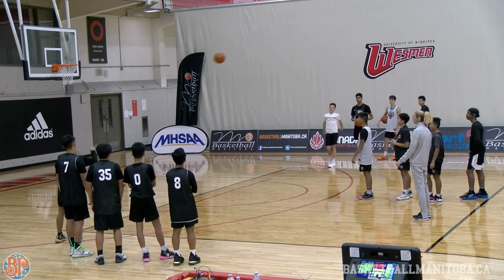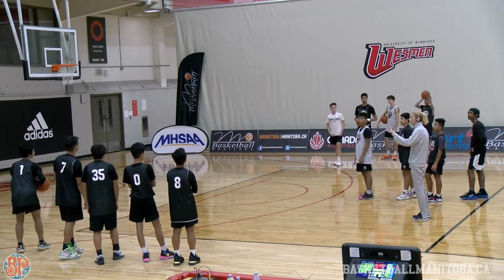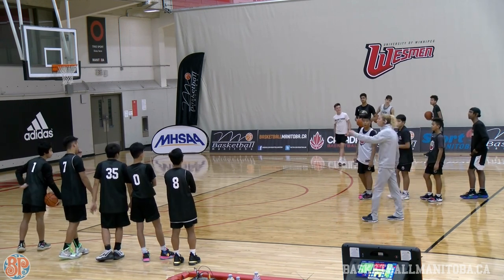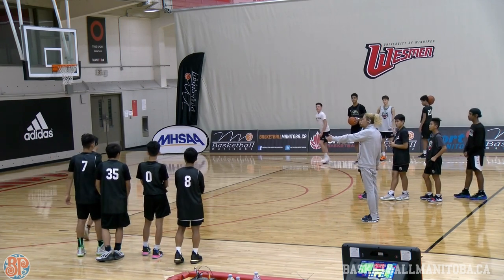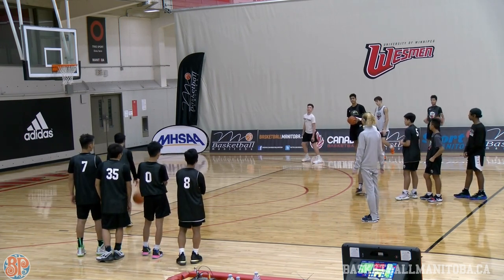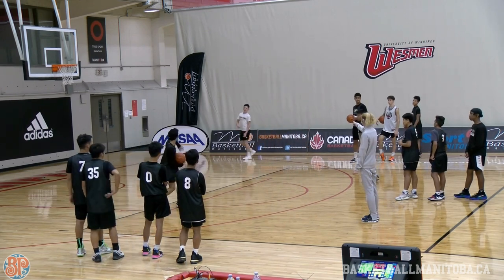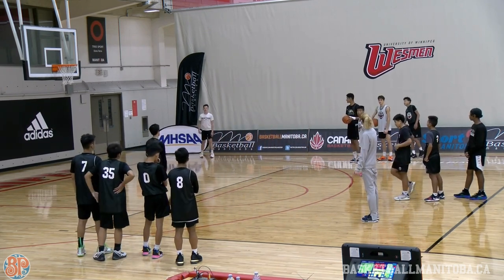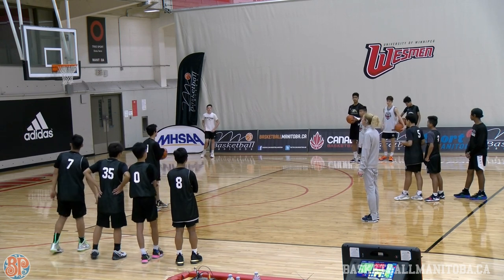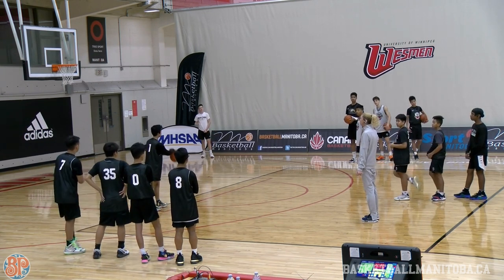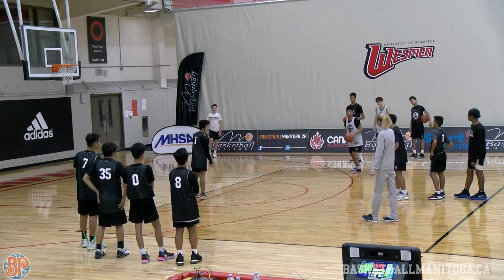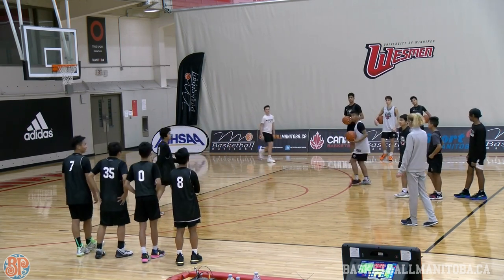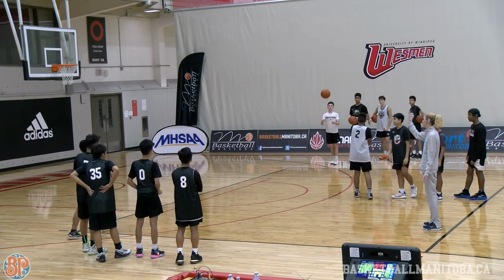There we go. Okay, so now on this, you can attack, if you attack middle, just like we just did, what do you two do? You're on a string. Yep, you're going all the way to the deep corner. You're going to the wing. You can kick out to either one, catch and shoot. So that's the first thing. Come back. Sorry, you can start with the ball. Okay, go ahead. Skip pass.